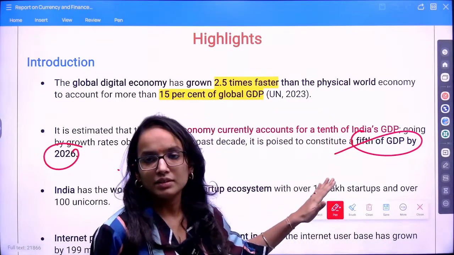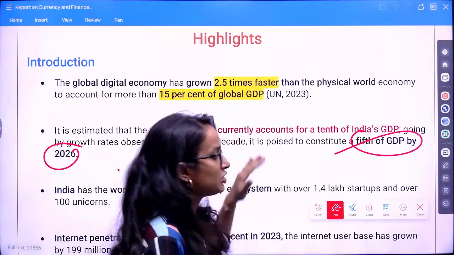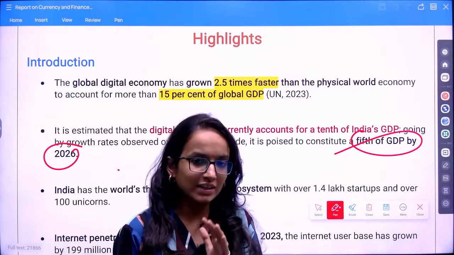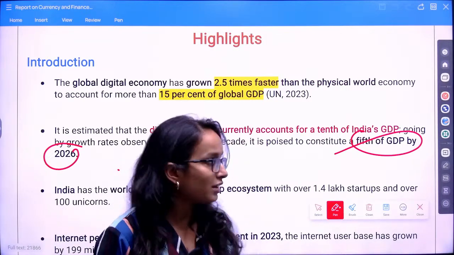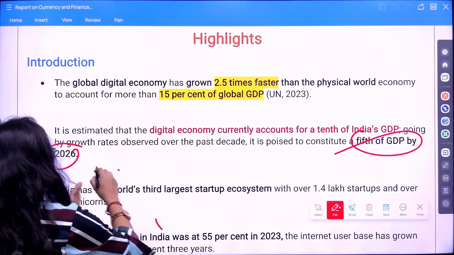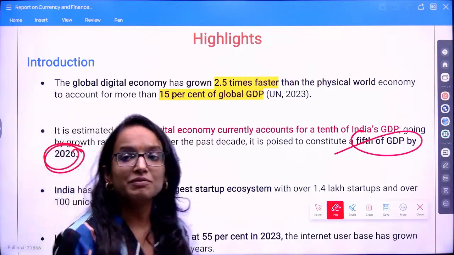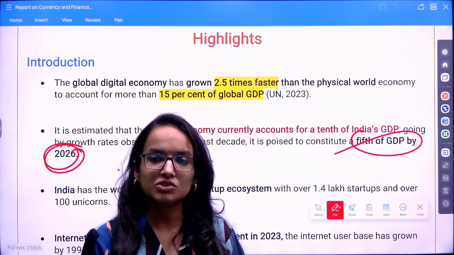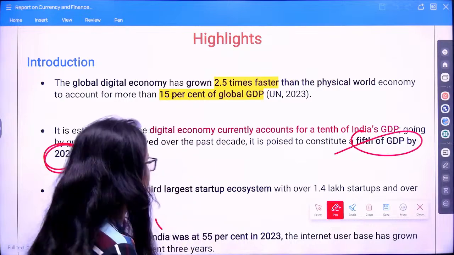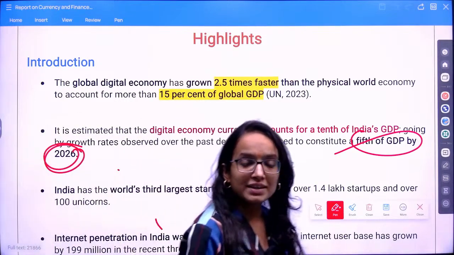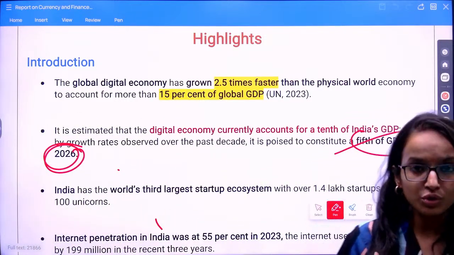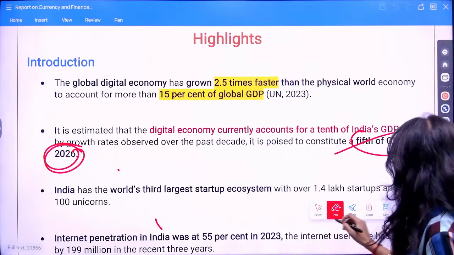Presently, the digital economy constitutes almost 1/10 of India's GDP, but going with the trend, the estimate is that by 2026 it will be 1/5 of India's GDP. Remember this figure. It shows how fast the Indian digital economy is also growing in line with the global one.